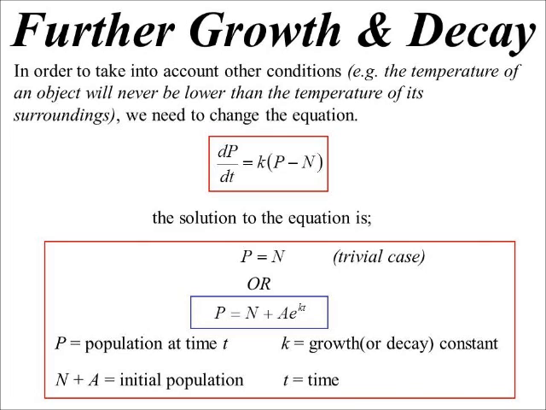If you think about this graphically, we've got our basic exponential curve. Instead of going asymptotic to 0 now, it'll go asymptotic to whatever that external condition is. So we've lifted the whole graph up n, if you like. P still stands for population. Now the initial population will be n plus a. K is still the growth constant, or decay if it's going down, and t is still time.